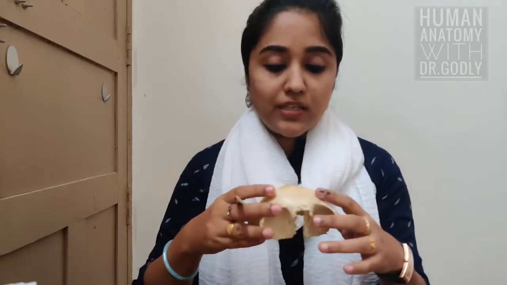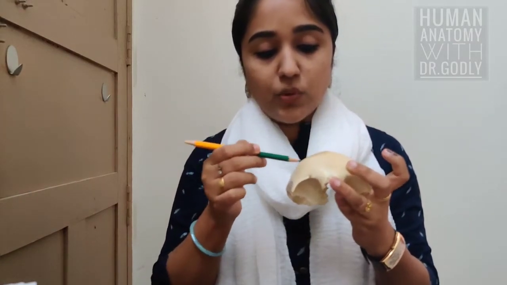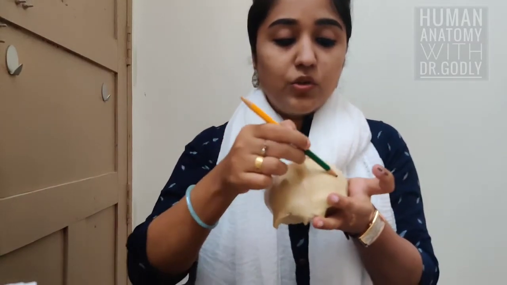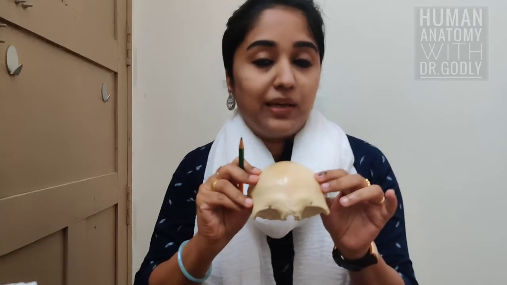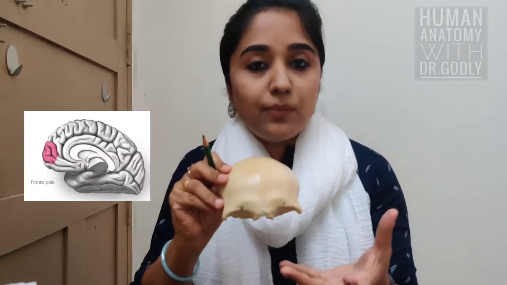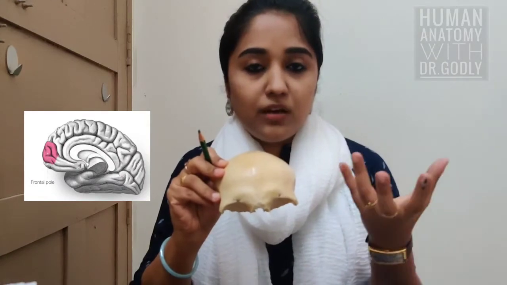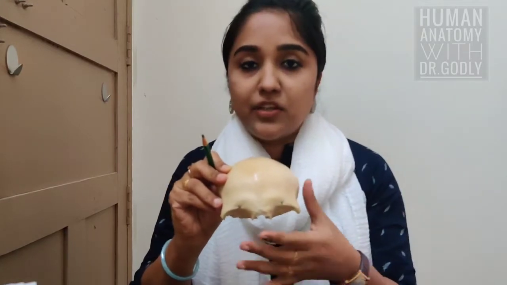You can also see the frontal tubers, the most prominent region. These are the frontal tubers or frontal eminences, and they are more prominent in children and in females because inside they lodge the frontal pole of the frontal lobe of the brain, and the ossification center of the frontal bone also arises from this region.